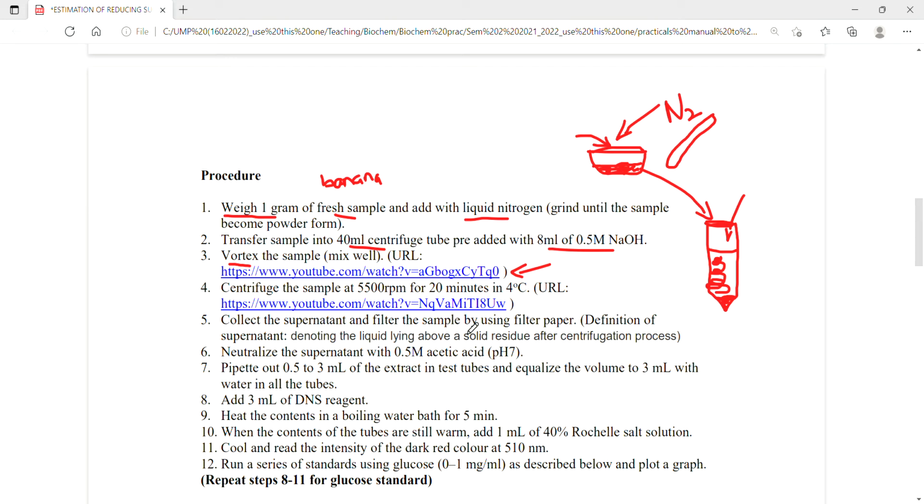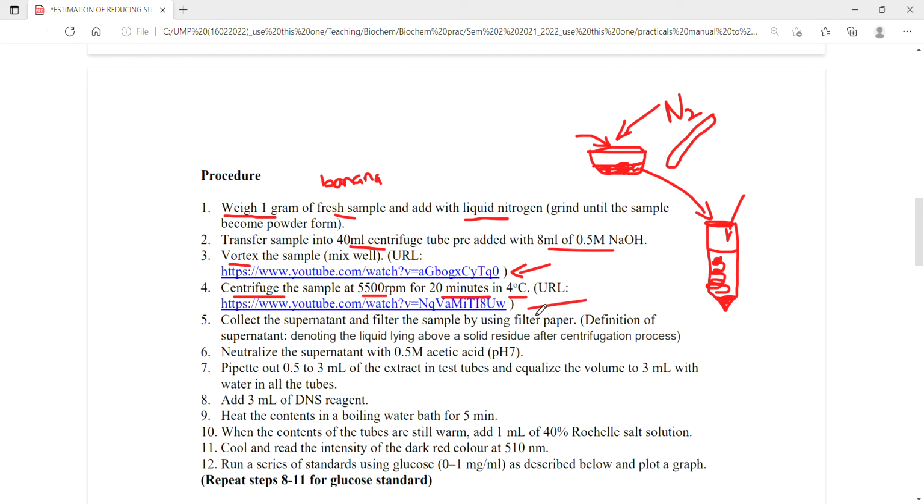What's next? We have already mixed it. We need to centrifuge it at 5500 revs per minute for 20 minutes. And because we are using something organic, reducing sugar, we don't want it to be broken down, so we maintain it at 4 degrees Celsius.